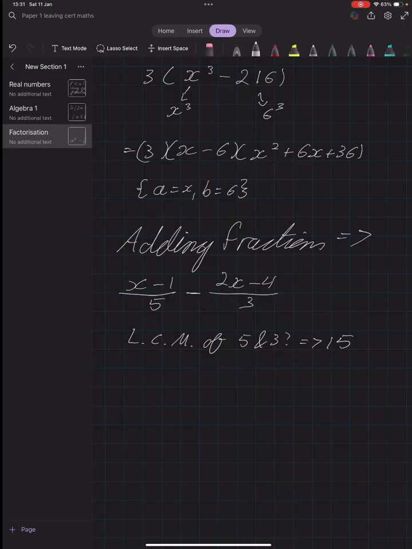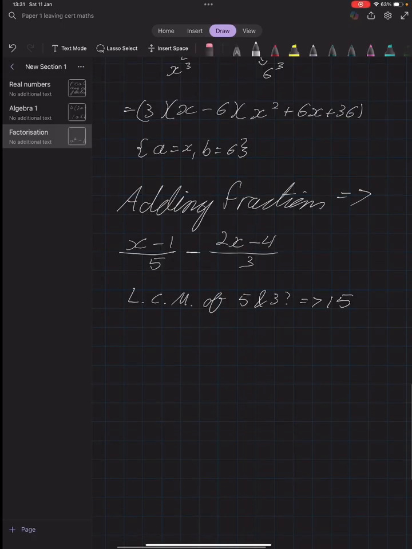Just be careful. We did it in a previous video, but basically you just split a number into its prime factors, and then you only have to deal with what isn't common to both. So 5 isn't common to 3, and 3 isn't common to 5, and therefore I just have to multiply them. I can't simplify it any further.